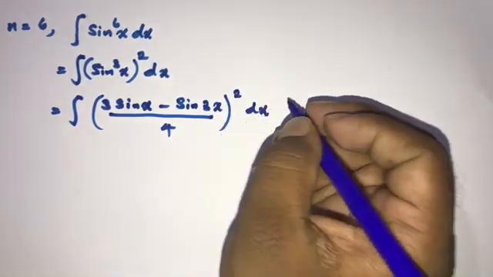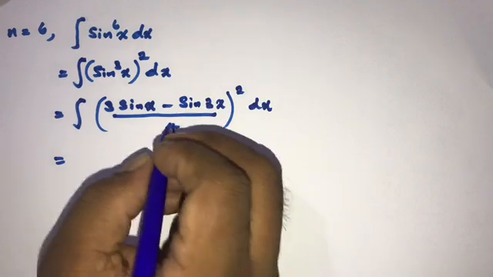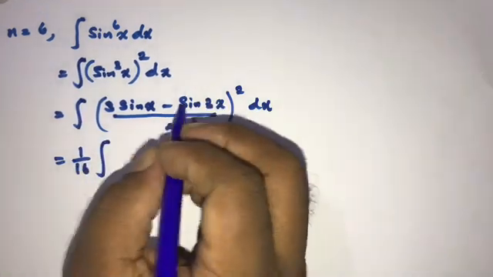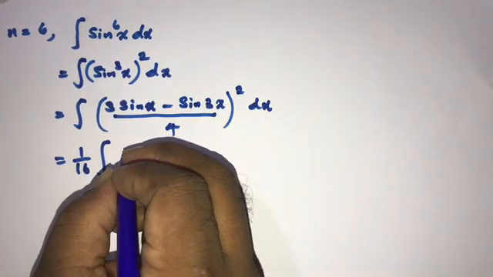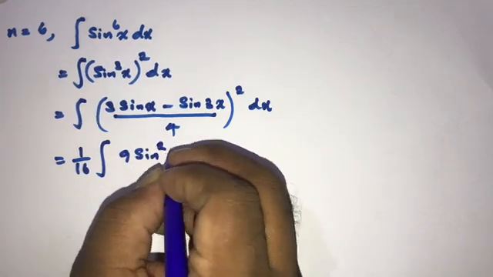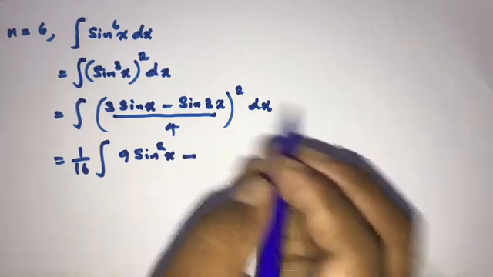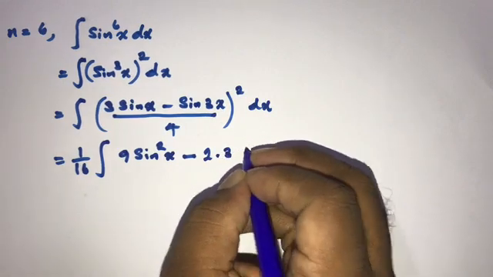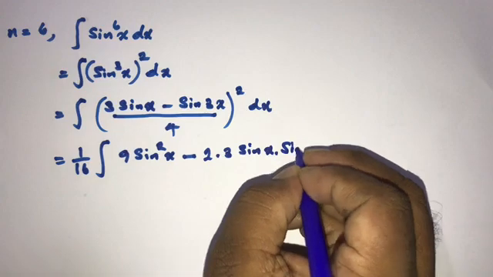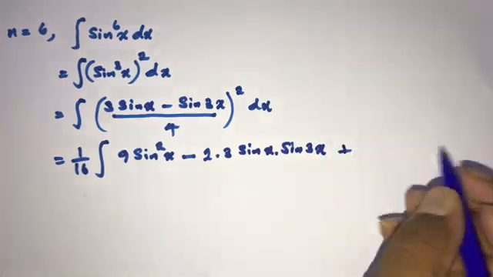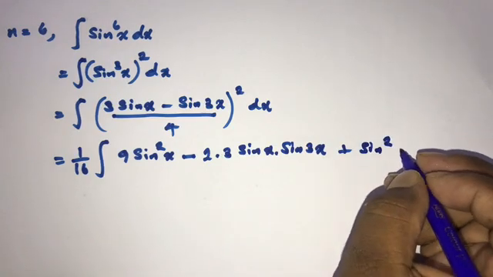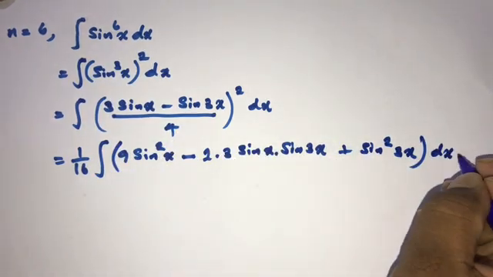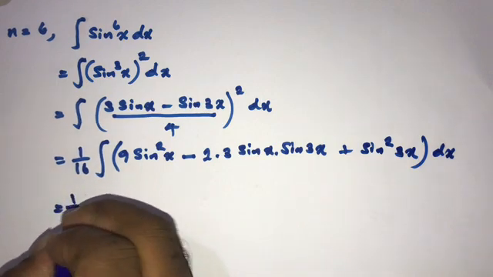squared dx. Now we know 4 square is 16, so 1 over 16, and now the square of this term, so this is equal to 9 times sine square x, and minus 2 times the product of these terms, so 3 sine of x sine of 3x, plus sine square of 3x dx.